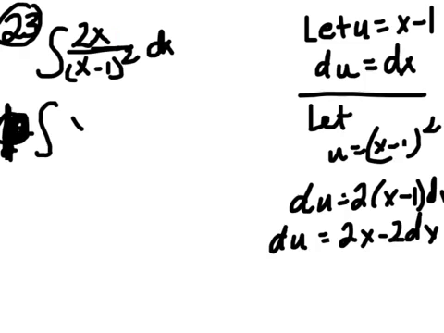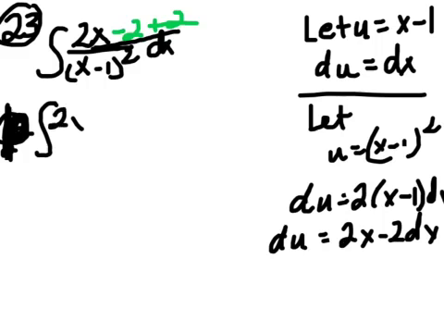I could say I need a 2x minus 2. Why don't I put a minus 2 and then a plus 2? I'll be honest with you, I would not have known to do this because this is the one I got stuck on and had to look at the answer key on. Because I never thought about doing this.